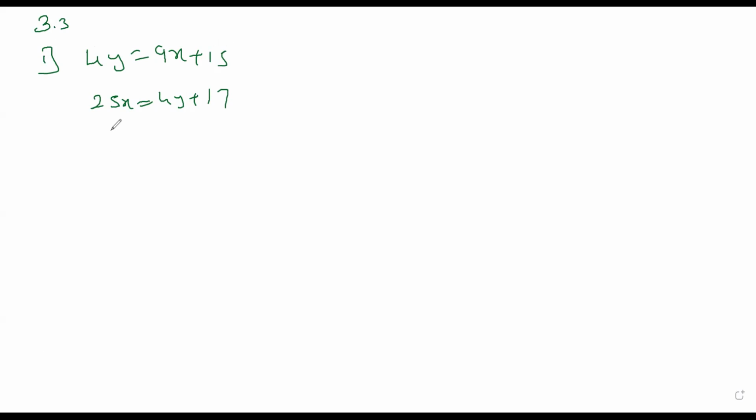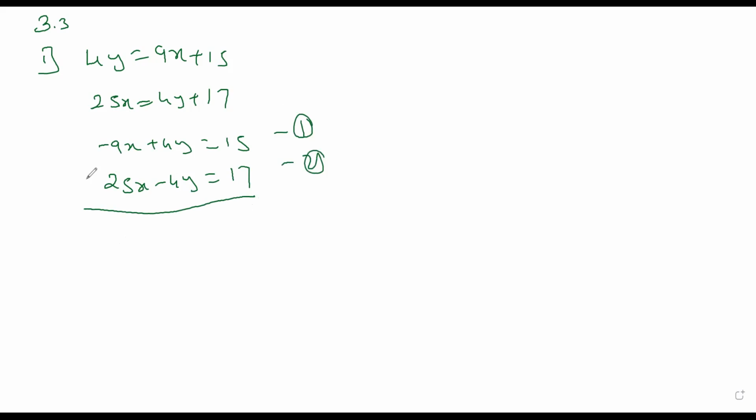Now the first thing we should know is, if I solve these two equations simultaneously, I will get bar X and bar Y. So I'll first form the simultaneous equations. So it will be minus 9x + 4y = 15 and 25x - 4y = 17. These are the two regression lines. I can solve them simultaneously. I will just add them.